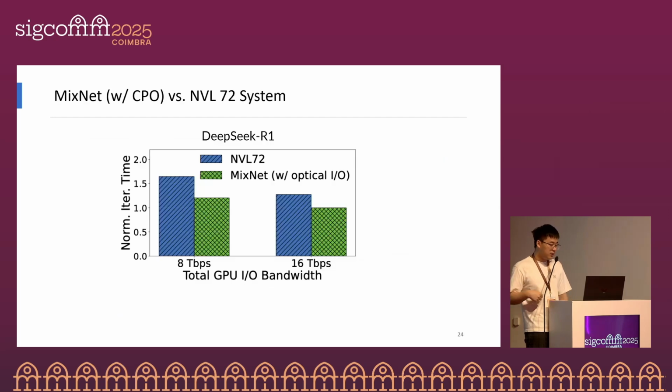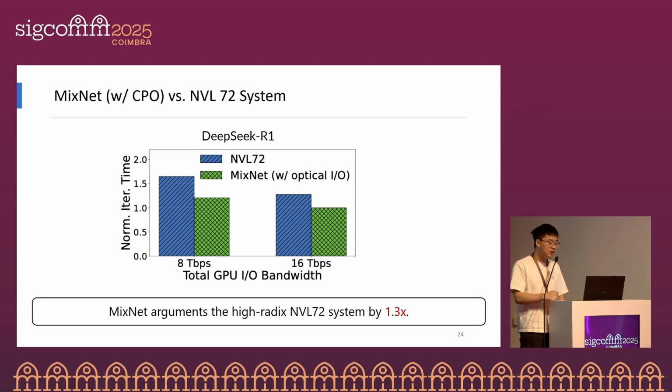We also did several simulation evaluations to evaluate the co-packaged optics version of MixNet. For example, in the case where the total bandwidth of the GPU is 8 terabytes per second, we grant 800 gigabytes to the scale-out NICs and split the remaining bandwidth between the NVSwitch and regional optics. The results show that MixNet augments the existing hierarchical NVL system by up to 1.3 times.